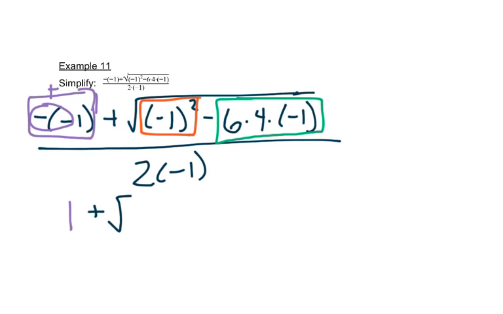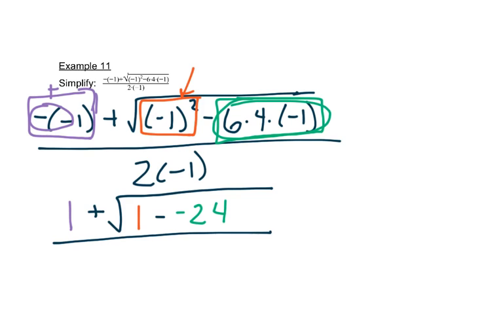We'll keep that plus and the radical there. And this says to take a negative 1 times a negative 1, which is a positive 1. And we'll keep that minus there. And then this we can do is 6 times 4 is 24 times a negative 1 is a negative 24. And actually, let's go ahead and do this bottom multiplication too. So 2 times a negative 1 is negative 2. Now that already makes it look a lot simpler.